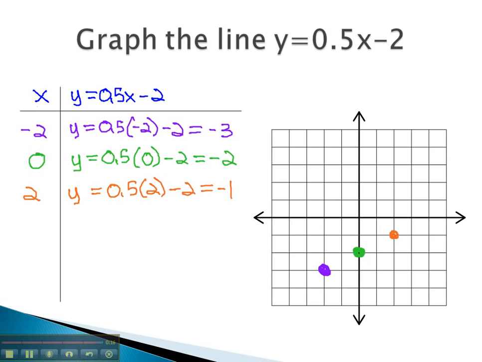Notice we can connect these dots using a straight line. This line means any point on the line, for example, 4, 0, will make this equation a true statement.